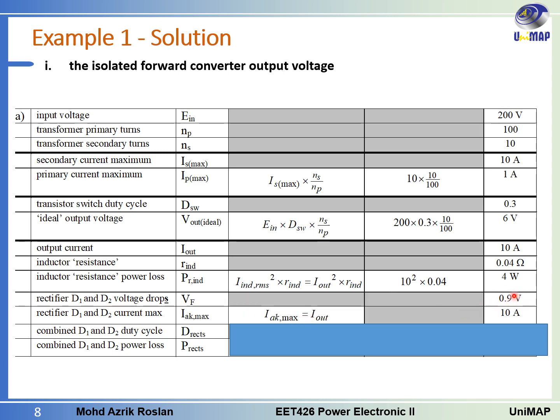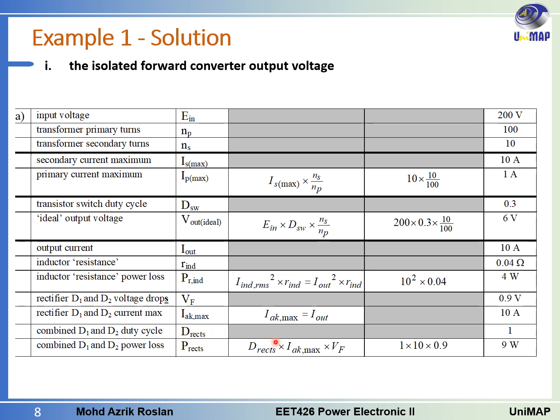The voltage drop, like I mentioned before, is given at 0.9 volt, and for the rectifier D1 and D2 maximum current, because the diode current is equal to the output current in the secondary circuit, I_AK max will be equal to I out, which is 10 ampere as well.